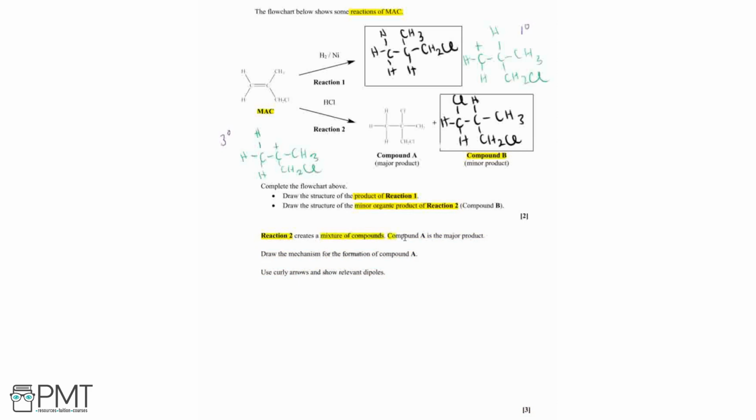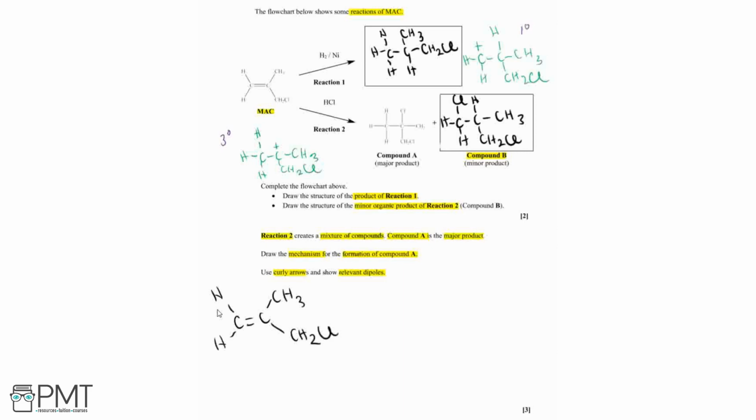And we've identified that compound A is the major product. And now we need to draw a mechanism for the formation of compound A overall. And we need to ensure that we're using our curly arrows and that we're showing any relevant dipoles here for this question. So let's start out by drawing our MAC compound, and then we can start to add in some curly arrows and some dipoles to follow this reaction.